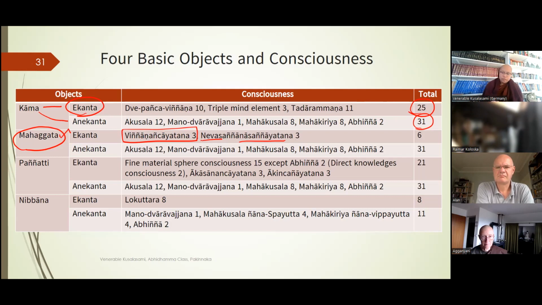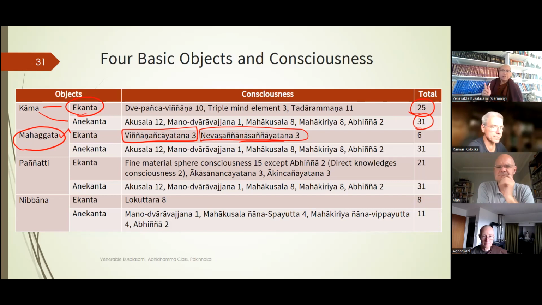And Nevasanyanasanyayatana. The third one is Akincanyayatana. The object of Akincanyayatana, the third arupa consciousness, is nothingness. And Nevasanyanasanyayatana: the object of that consciousness is that third arupa consciousness. So that arupa consciousness is called Mahagata. So that's why these six consciousness take only Ekanta, only Mahagata object. There's no other object. So how about the others?